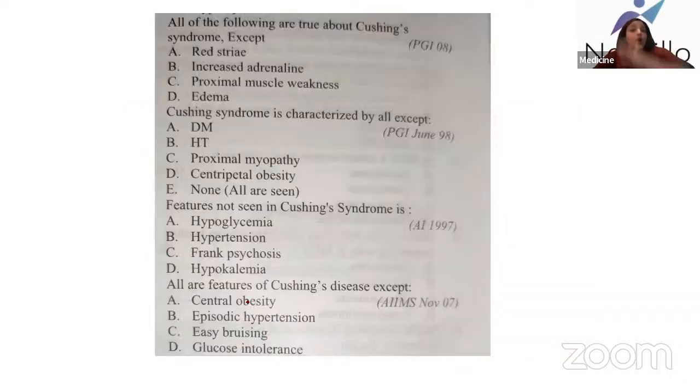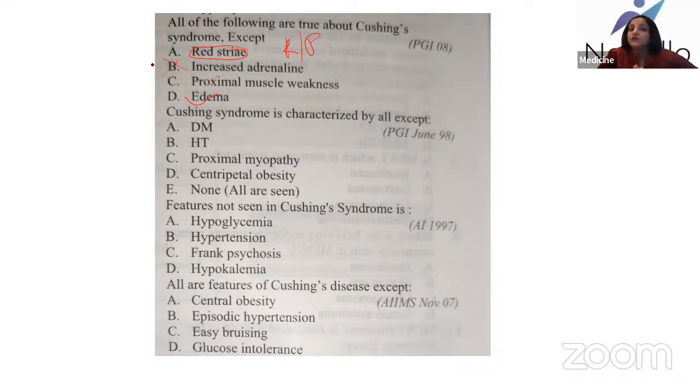Okay. Again, all of the following are true about Cushing syndrome except red striae, increased adrenaline, proximal muscle weakness, edema. The patient will have edema. The patient will have proximal muscle weakness because of hypokalemia and increased catabolism. The patient will have red or purple striae. This is again to confuse you. So always remember red or purple striae. Okay, but there is never an increased adrenaline. So this is the answer.